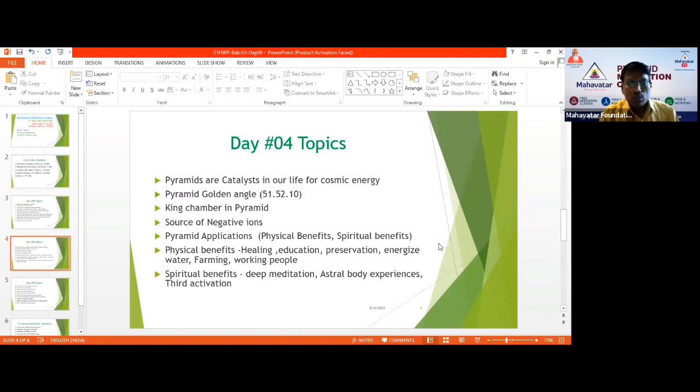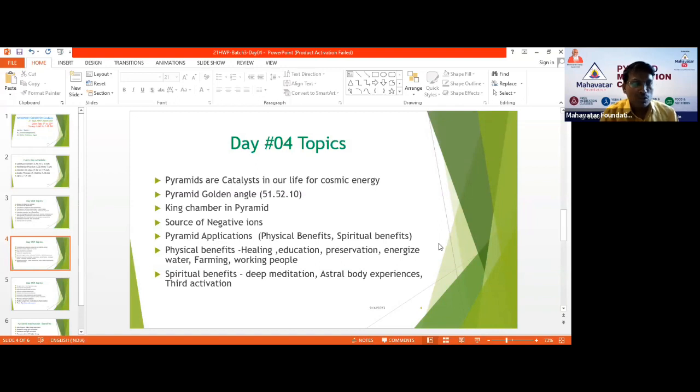Friends, another thing: exactly in the pyramid, at one-third height from the base, is what's called the king chamber. The king chamber is the place where the highest amount of cosmic energy exists. Anybody who wants to get more advantage of the pyramid and cosmic energy should go and sit at the height of one-third. That's why in any of the pyramids PSSM constructed, we provide a particular shape. We call it a king chamber.